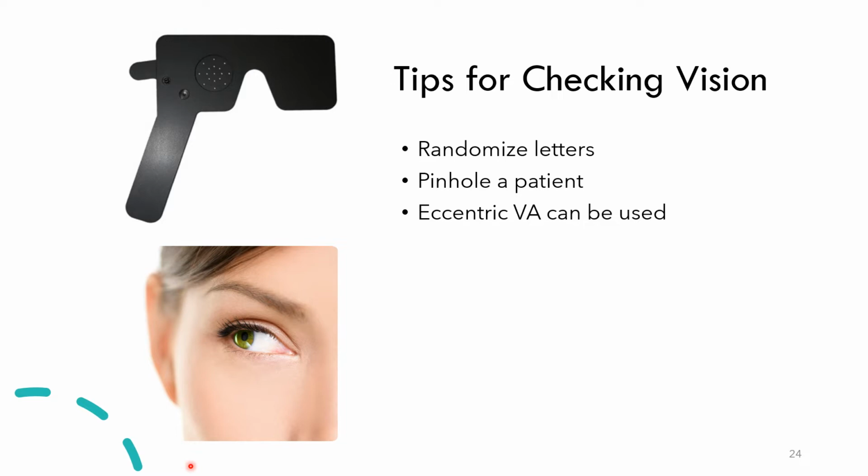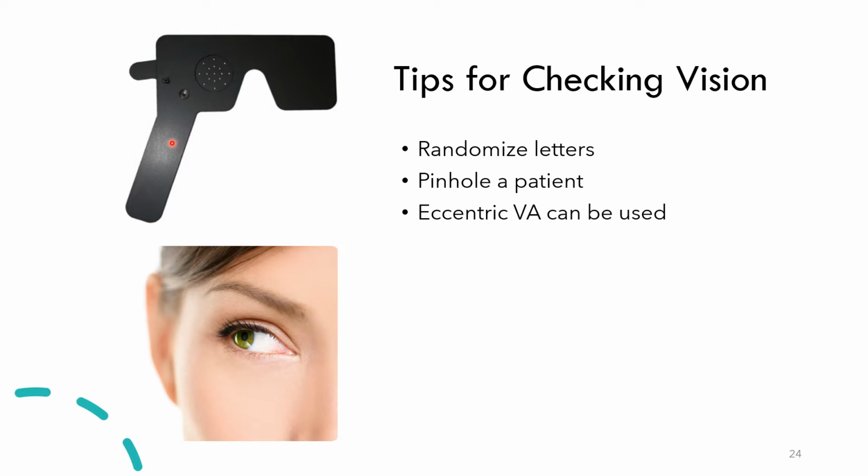Some tips for checking vision. If you have any suspicion that a patient has memorized the chart, maybe consider scrambling the letters or using a different type of chart. In cases where a patient's vision is below normal in the absence of a known ocular condition, extend the patient testing to include a pinhole acuity test. A pinhole occluder, like the one seen here in the upper left, allows only a fine line of central light into the eye. This stimulates a refractive correction.